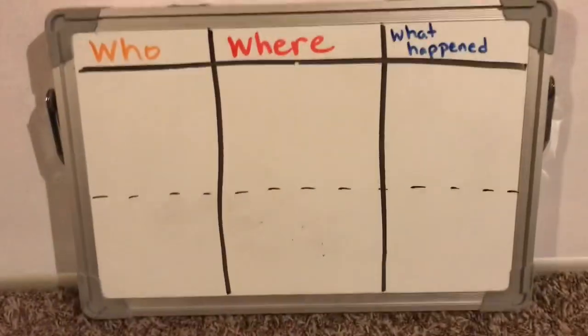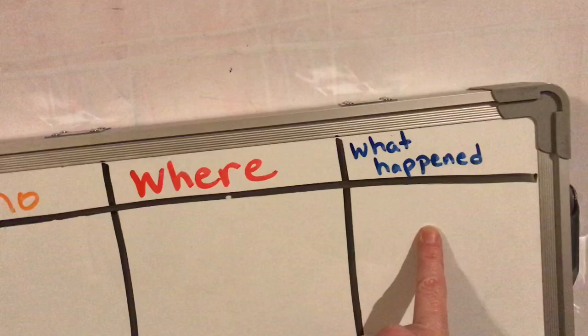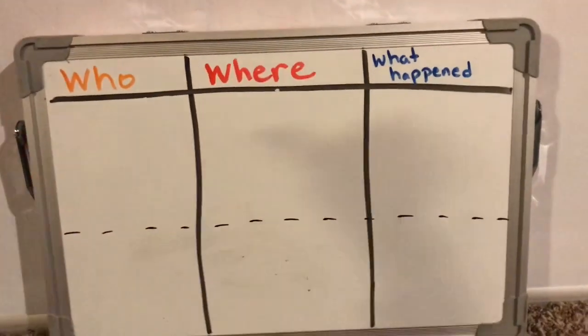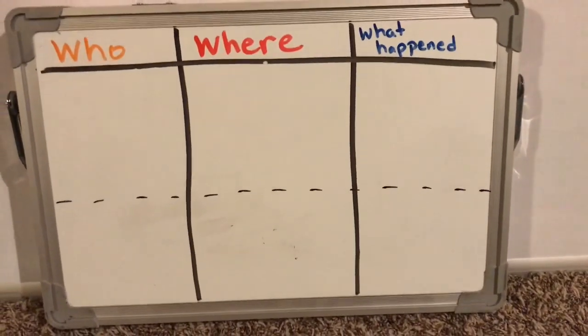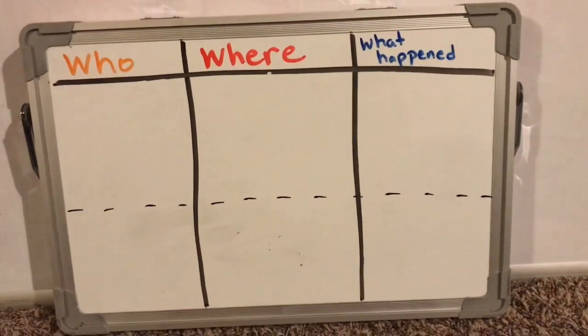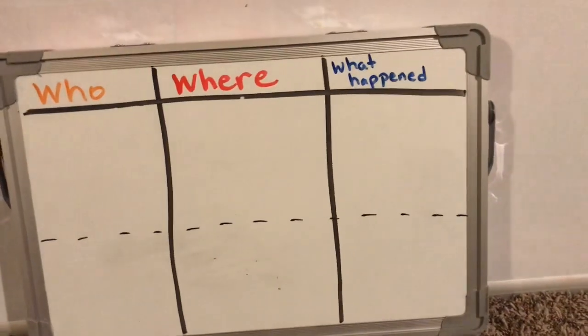All right, so here's the little chart that I've made for us today, and I've titled it with the who, the where, and the what happened. And this is not something that you would do. You probably won't write these things down as you're reading. However, these are things that you can be thinking about and asking yourself as you're reading the story. Who was in that story? Where were they going and what happened?